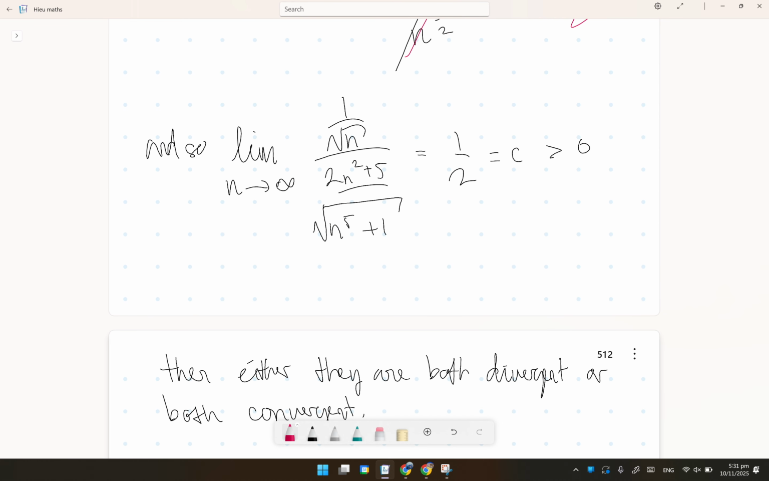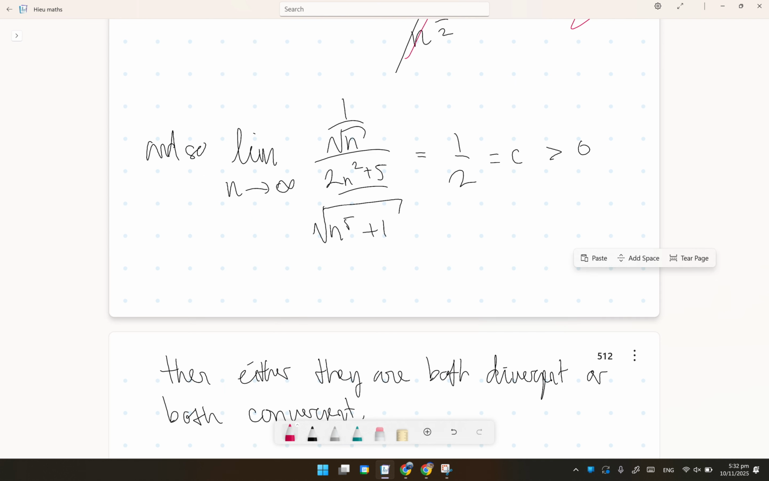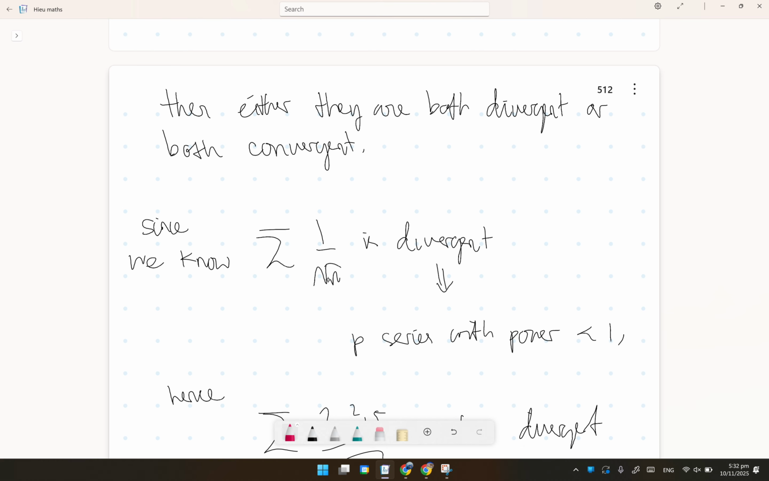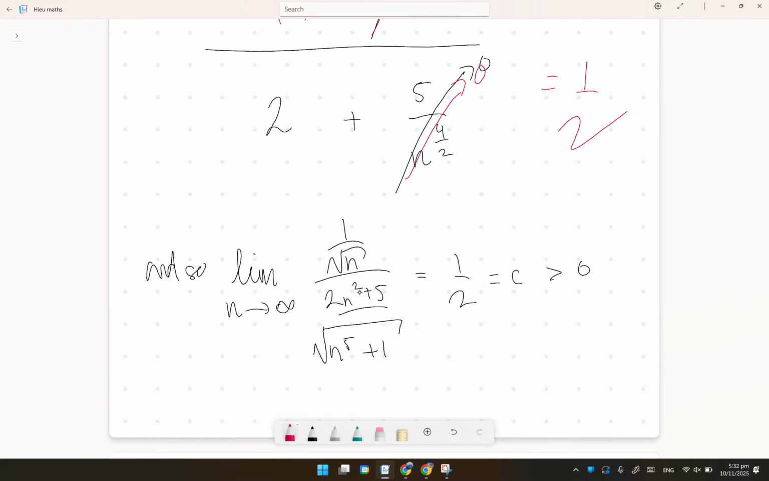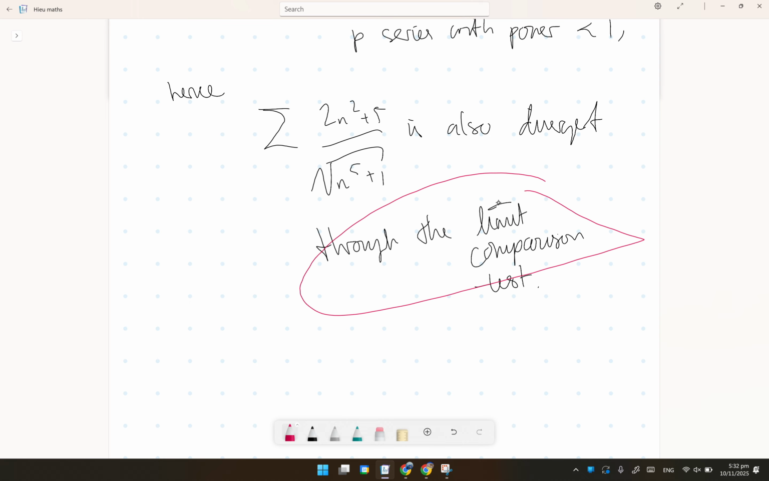The limit is equal to 1 over 2, which is not 0, so it's larger than 0. So we know that the series of 1 over root n and of 2n squared plus 5 over root of n to the 5 plus 1 must both be divergent or both be convergent. We know for sure that 1 over root of n is divergent, because 1 over n to the power of p, where p is less than or equal to 1, is divergent. So 2n squared plus 5 over root of n to the 5 plus 1 must also be divergent through the limit comparison test.